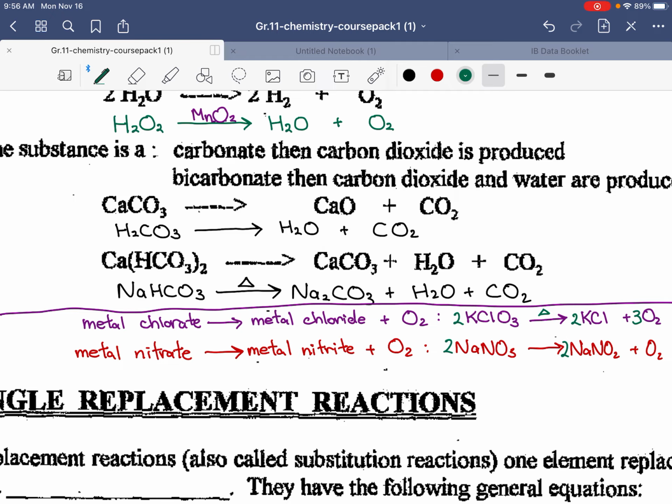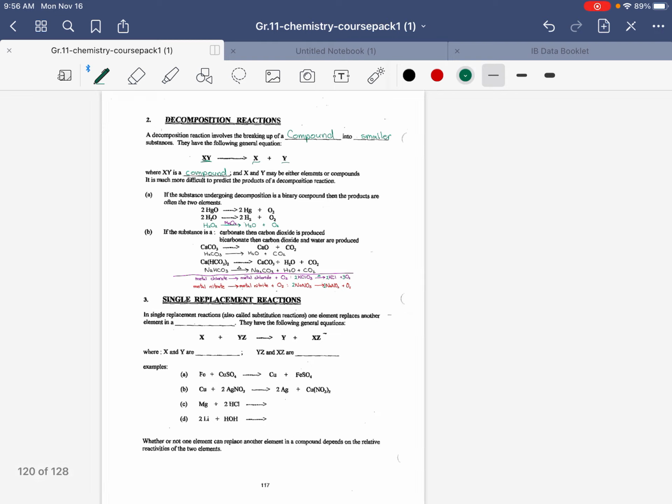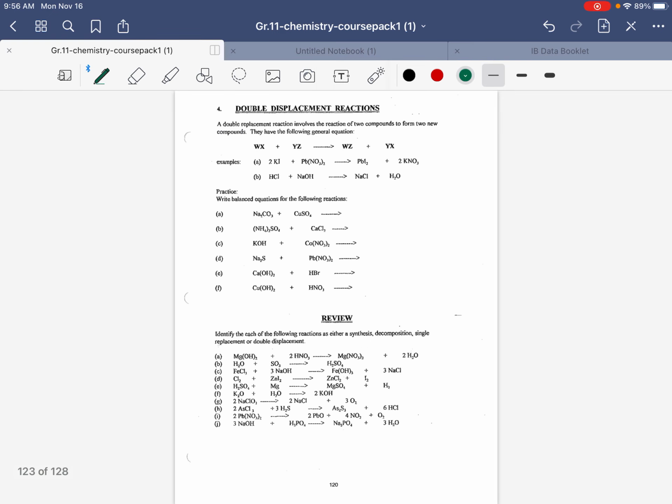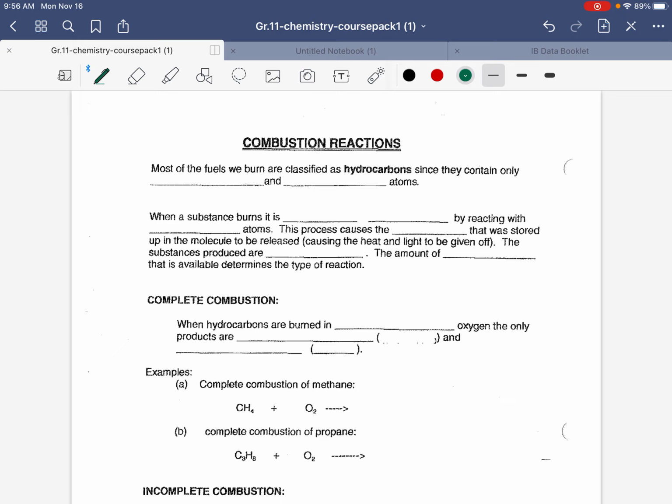All right, let's take a look at the next reaction. Okay, we're going to do a couple of reactions today. So we've looked at synthesis. We looked at its opposite, kind of like the opposite, decomposition. And let's take a look at this one. I'm going to skip these ones a little bit because we're going to go and look at combustion.